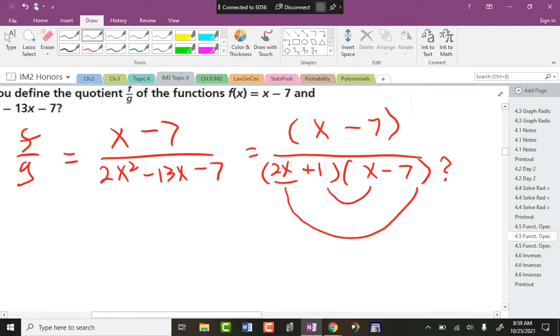Okay, that's all I have to look at, the middle term. Because obviously 1 times -7 is -7. 2x times x is 2x squared. The middle term does happen. -14x plus 1x is 13x.